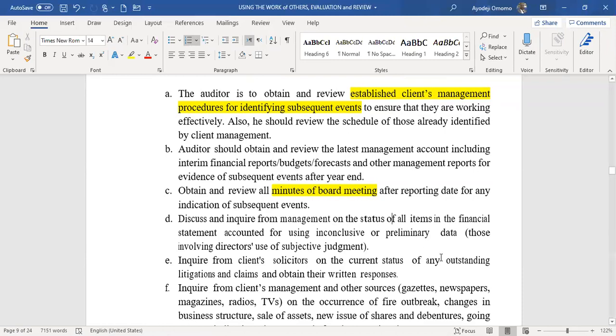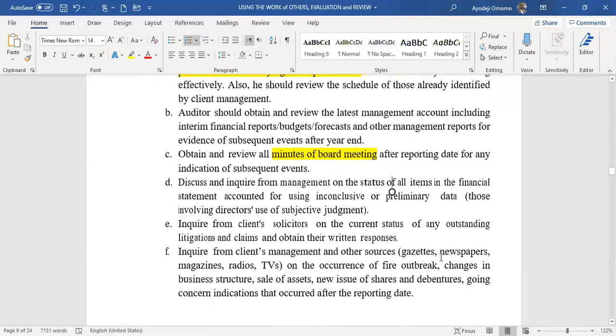So he can also discuss, inquire from them, those areas they use judgment. He can ask their company solicitors whether there are any outstanding litigation. Is there a litigation? Are they in court? Has anybody taken them to court? And if, for instance, there are issues where they've been taken to court, that means the auditor needs to get an expert or even ask the solicitor, what is the possibility of this case going against my client? And if it goes against my client, what is the impact on the financial statement?